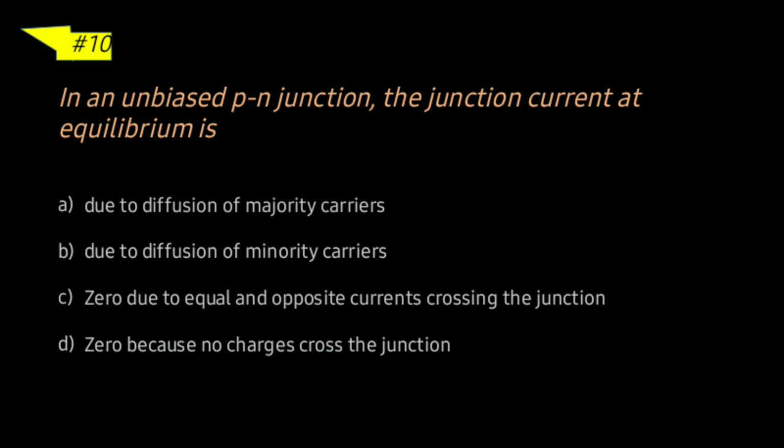In an unbiased PN junction, the junction current at equilibrium is due to diffusion of majority carriers, due to diffusion of minority carriers, 0 due to equal and opposite currents crossing the junction, or 0 because no charges cross the junction. That is, unbiased condition means when we are not going to apply any voltage. So the junction current at that equilibrium stage will be 0 because no charges will cross the junction, because we are not applying any voltage at that condition. So it is 0 due to no charges.